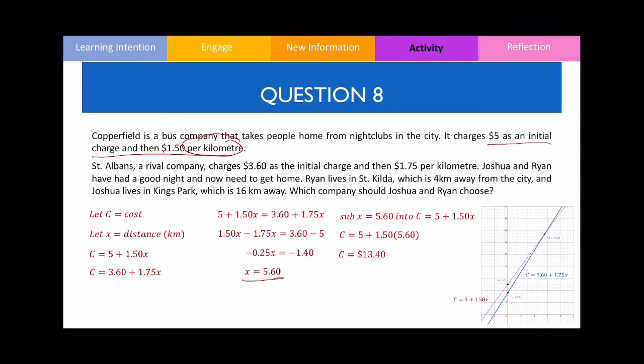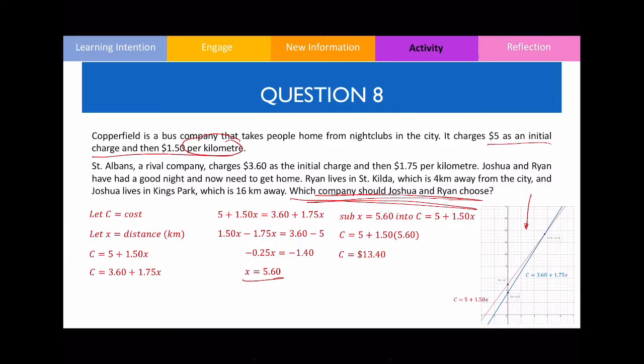And although the question doesn't actually ask me to graph it, it is really important, to solve some of these questions and for you to make sense of it, for you to graph it. And once we've graphed it over here, you can finally answer this question. So in this case, you'll notice that for your graph, the red line is the line representing Copperfield.